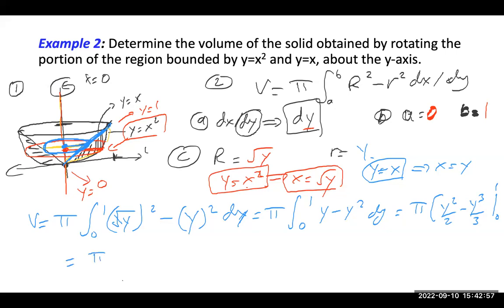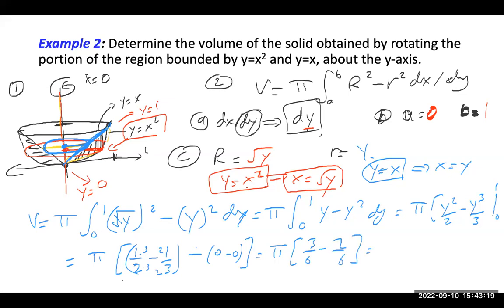Now, pi, plugging that in, I'll get 1/2 minus 1/3. And then the second part is just going to give me 0 and 0. Let's get the common denominator: multiply top by 3, bottom by 3, and here 2 and 2. So that'll give me pi times 3/6 minus 2/6, which gives you pi over 6.